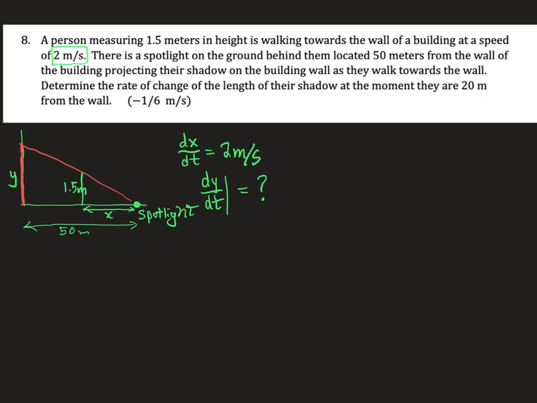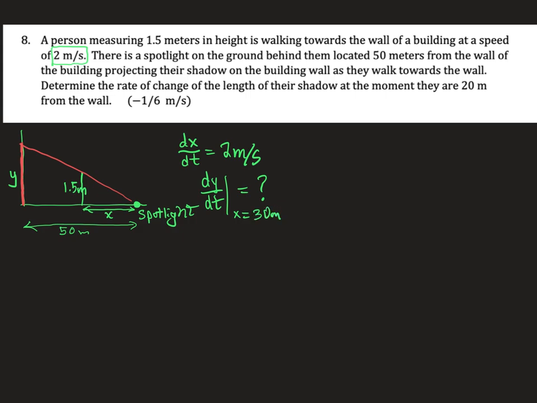It said when they're 20 meters from the wall. So since we called x the distance from the spotlight, when they're 20 meters from the wall and the spotlight's 50 meters from the wall, then they'd be 30 meters from the spotlight. So x would equal 30 meters if we're 20 meters from the wall.